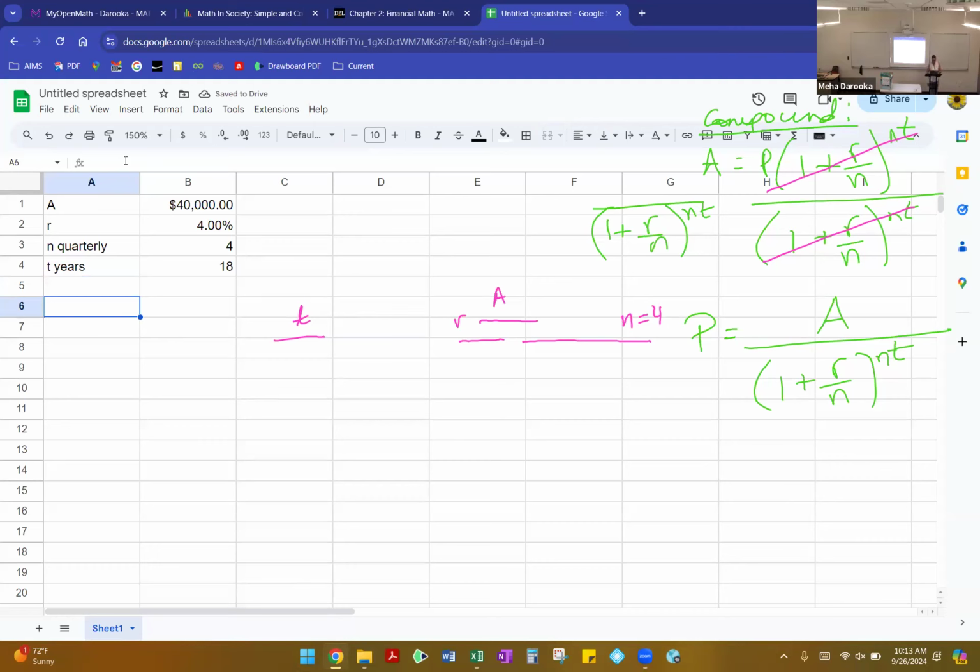So now let's talk about calculating our function value here. I'm just typing in the formula that I have written here on the right-hand side. So that's A divided by 1 plus r divided by n, and then, of course, the parentheses is raised to the power of n times t.